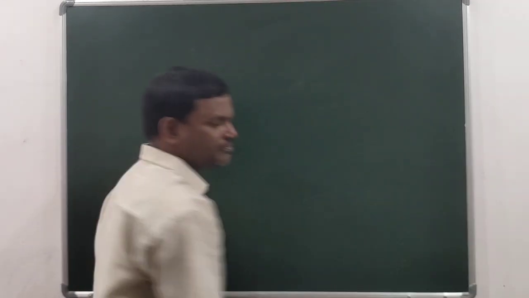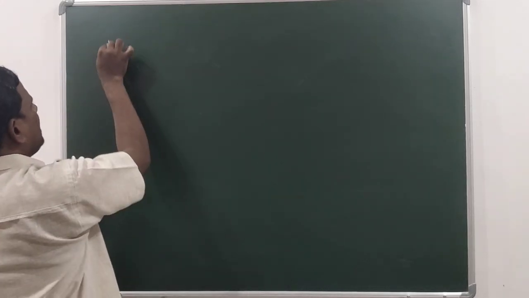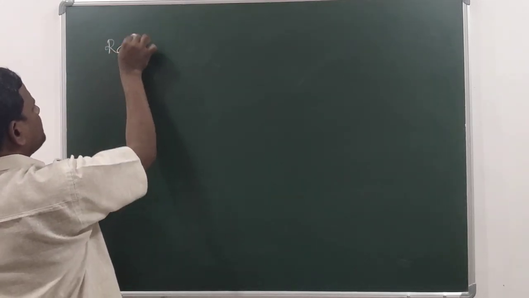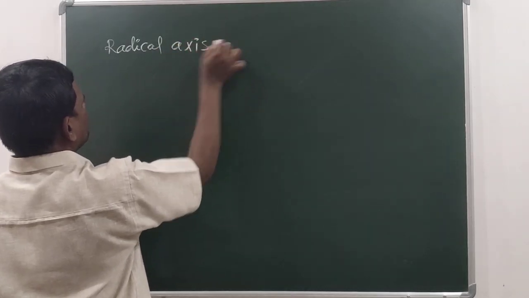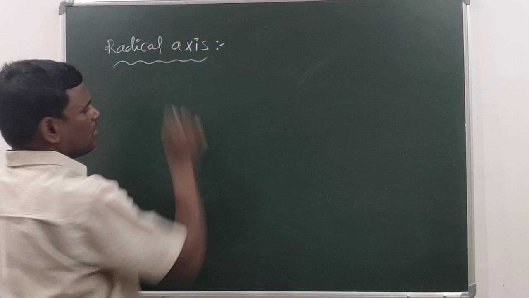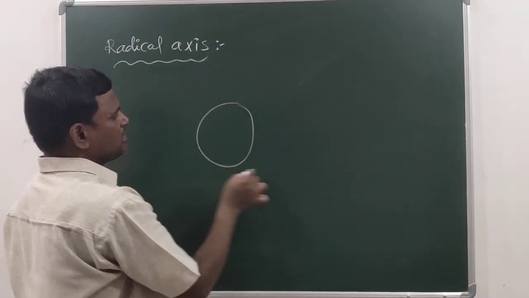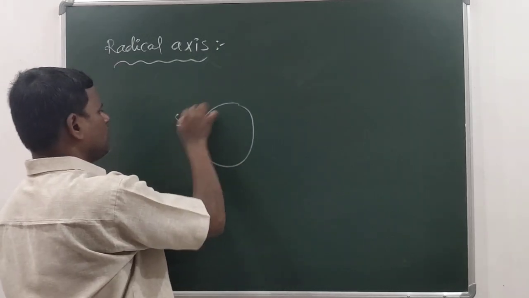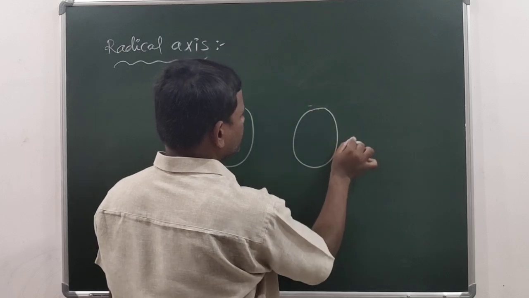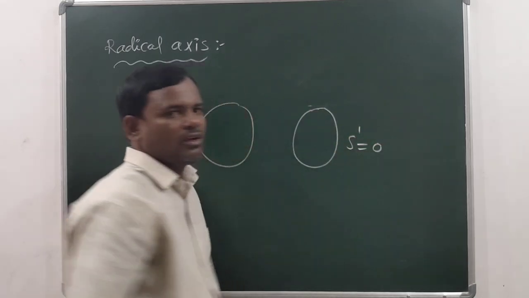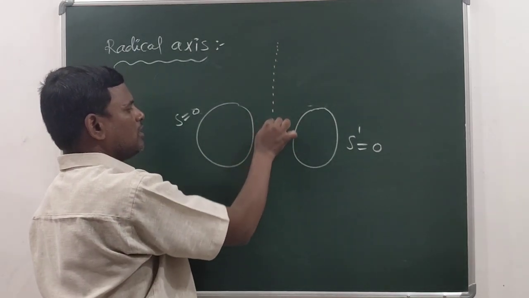You know students, see here, radical axis and its properties. See the definition of radical axis. Consider two circles. One is S equal to 0 and one more is S dash equal to 0. Now, consider this locus.